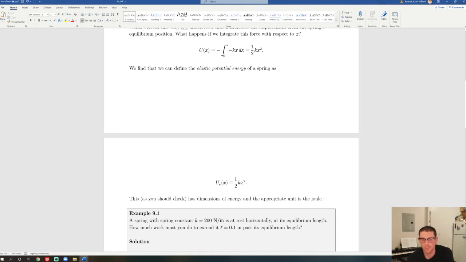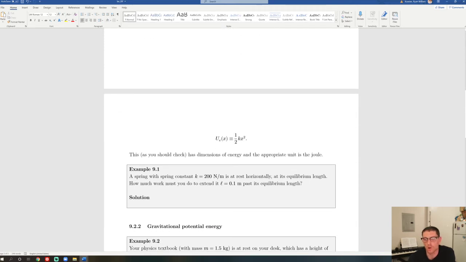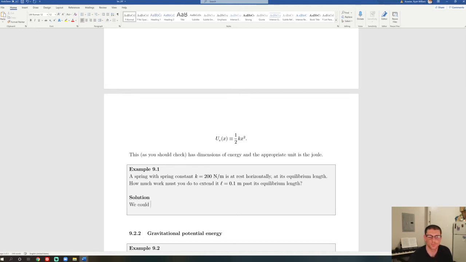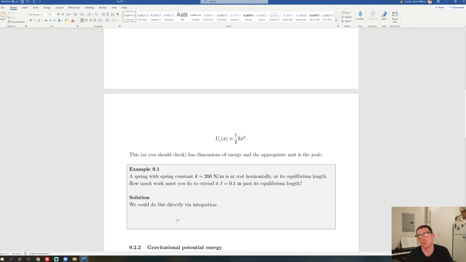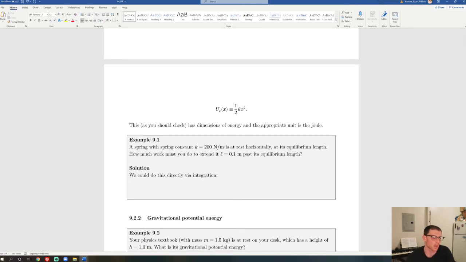together. So let's look at an example of this, and we're going to do this two ways. We're going to do it the hard way, and then we're going to do it the easy way. So hopefully I can convince you that there's some value to this idea that we discussed about conservative forces and how we can calculate the work that they do. So the first thing is we could do this directly via integration, from the expression that we saw earlier for work. This was in the last lecture. And I'm going to copy and paste this because it would be a good deal to type.